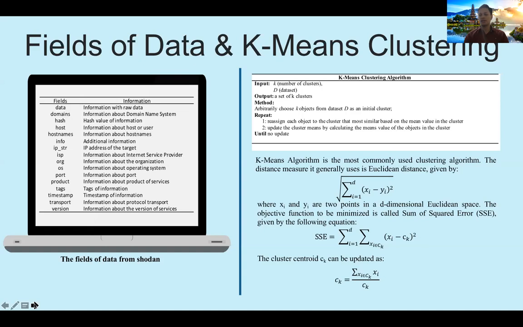For K-means clustering, the K-means algorithm is the most commonly used clustering algorithm. The distance measure generally used is Euclidean distance. The objective function to be minimized is called the sum of squared error. The cluster centroid C can be updated as follows.